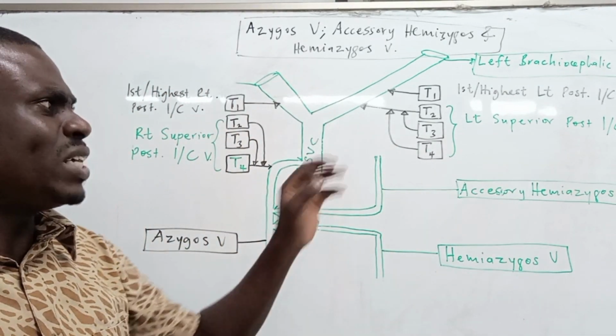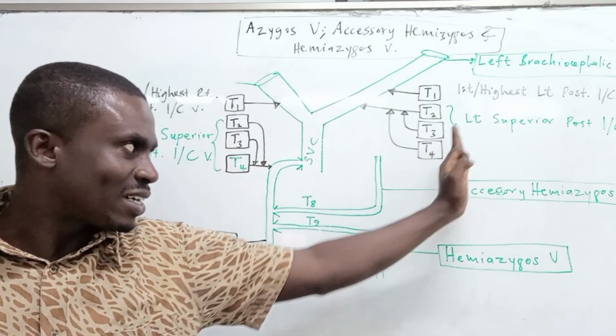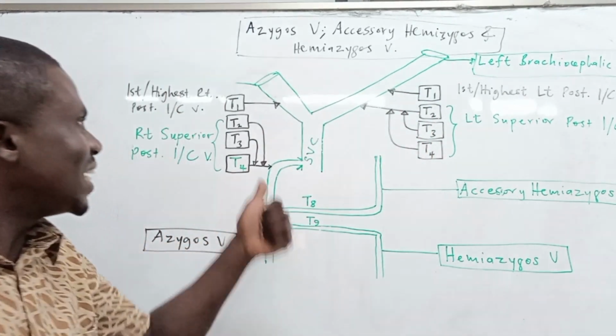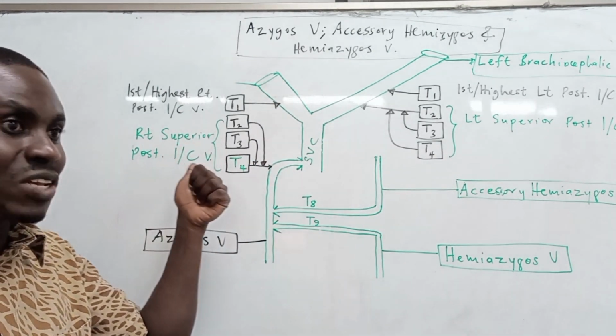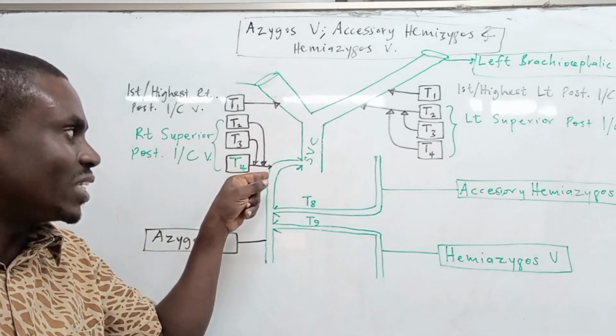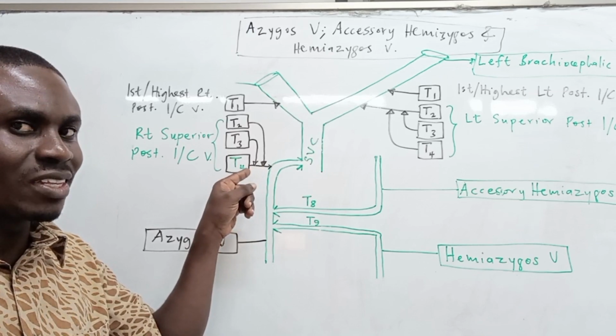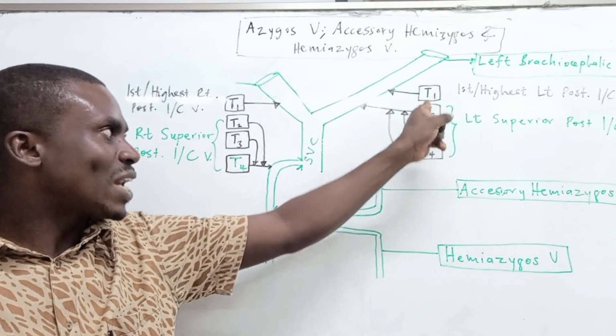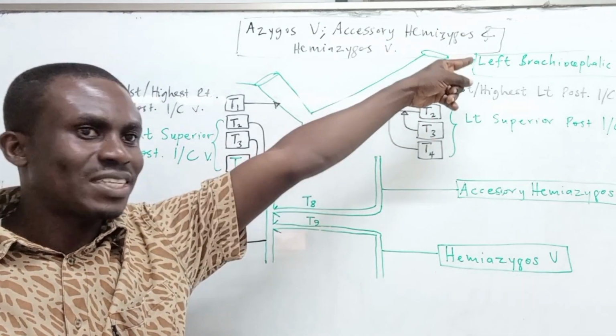Now, please, I want you to understand this area critically, because this is where the difference is. In the case of the right superior posterior intercostal vein, it's a tributary of the azygos vein. But in the case of the left superior posterior intercostal vein, it's rather a tributary of the left brachiocephalic vein.